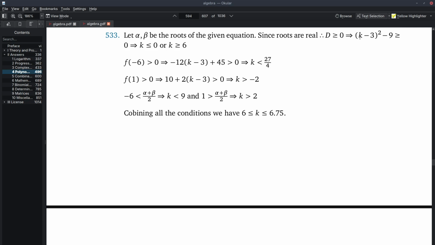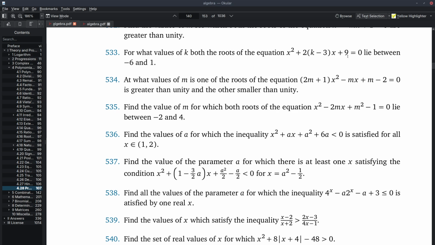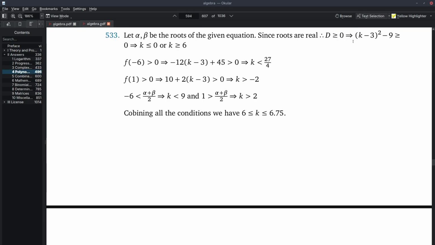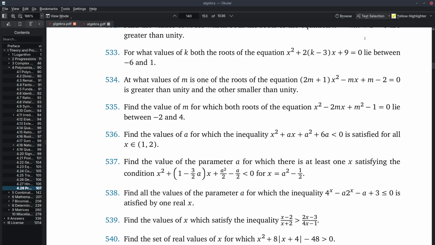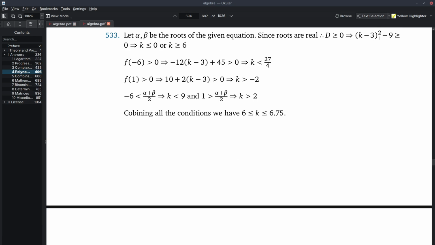So that implies b square minus 4ac greater than or equal to 0. So we have (k minus 3) whole square minus 9 greater than or equal to 0. Now, if you solve this, you will arrive at k less than or equal to 0 and k greater than or equal to 6. Now, f of minus 6, if you compute, is to be greater than 0. It is 36 minus 12 into (k minus 3) plus 9, which is 81 minus 12k, greater than 0. That implies k is less than 27 by 4.